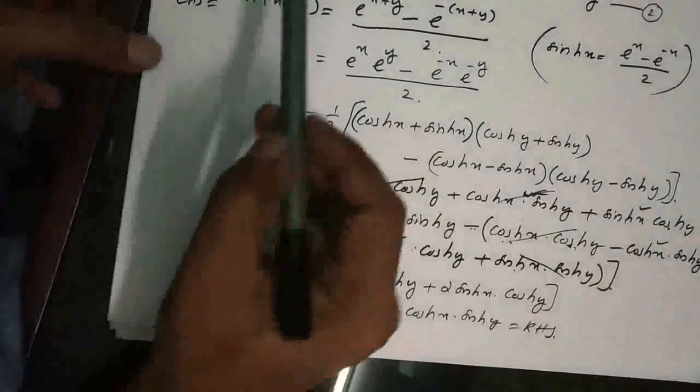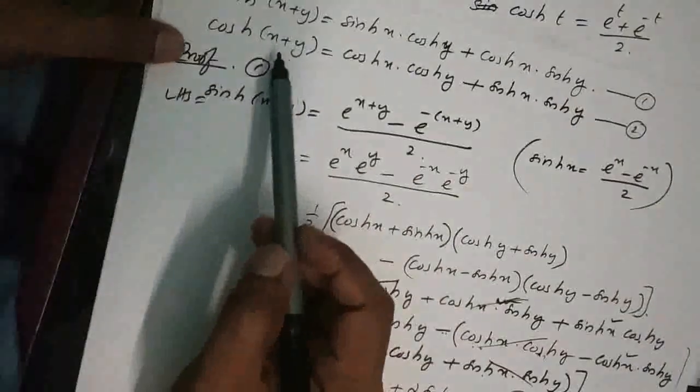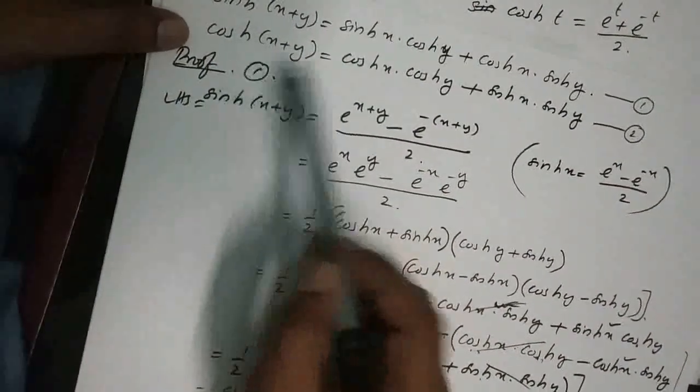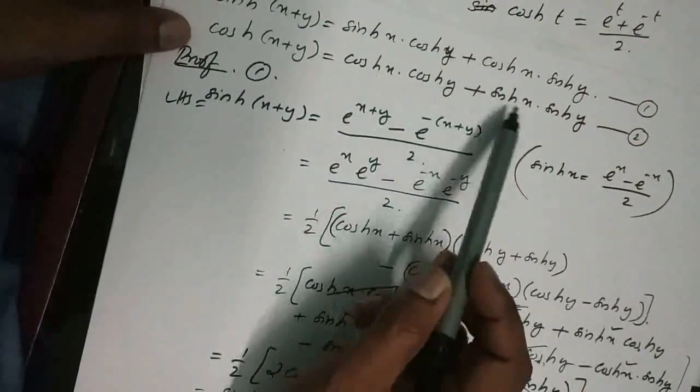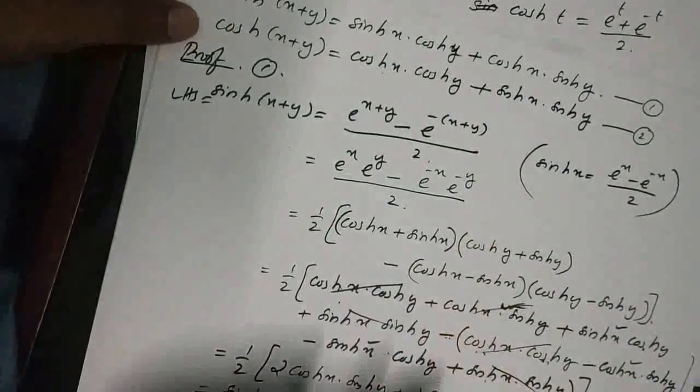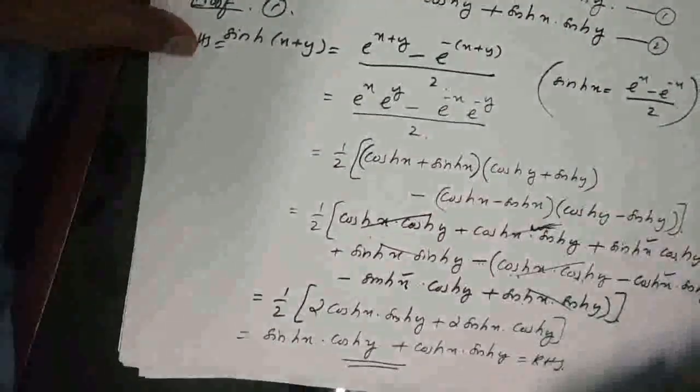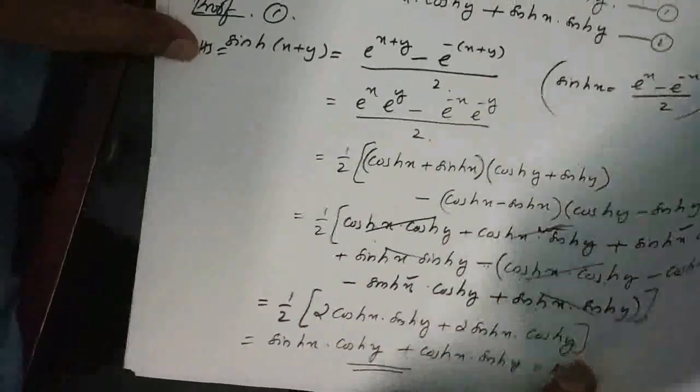In a similar way, you can prove this: cosh of x plus y equal to cosh x into cosh y plus sinh x into sinh y. Okay, I am leaving this to you, so you do this. Next one.